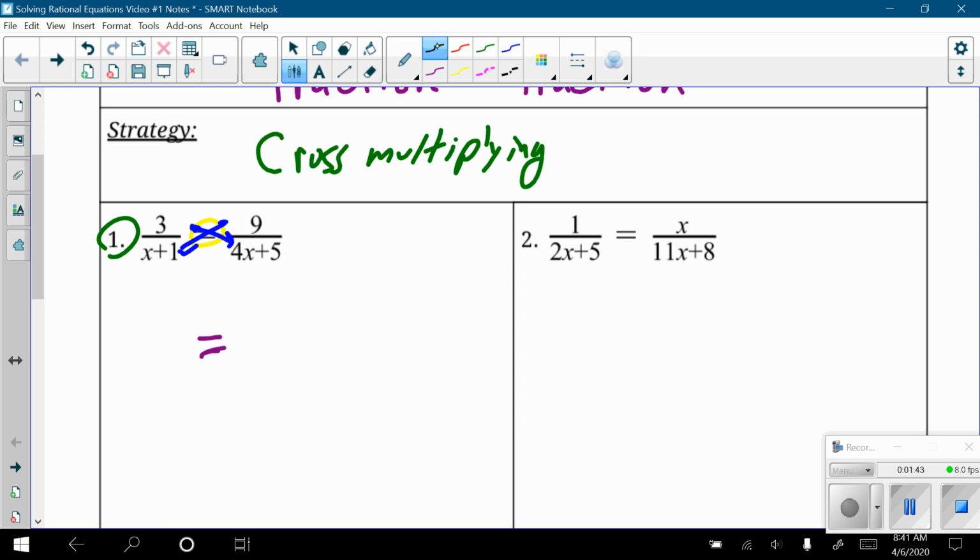Okay. Another thing to keep in mind when you cross multiply is if you want to do like 3 times 4x plus 5, it helps to put parentheses. Well, I'll rephrase that. You have to put parentheses or you're going to mess it up. Because you have to distribute that 3. And then when you do 9 times x plus 1, it probably helps to write the 9 out front. And then this is a linear equation that you guys know how to solve.